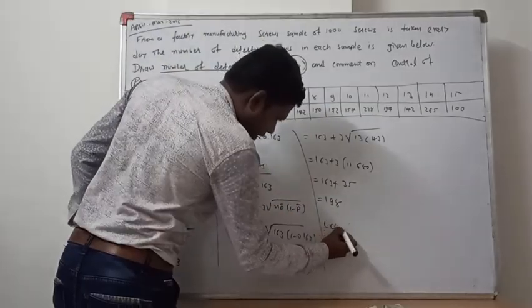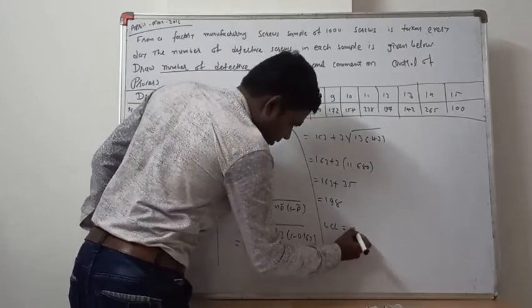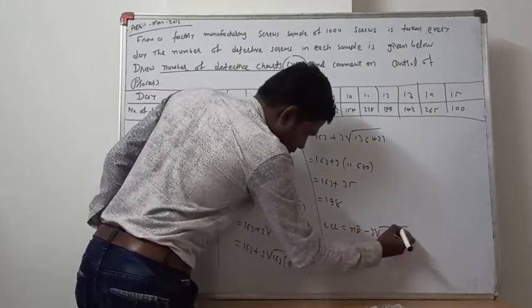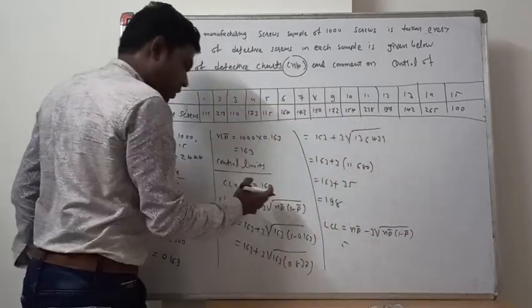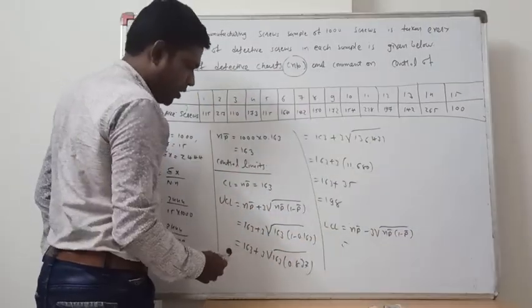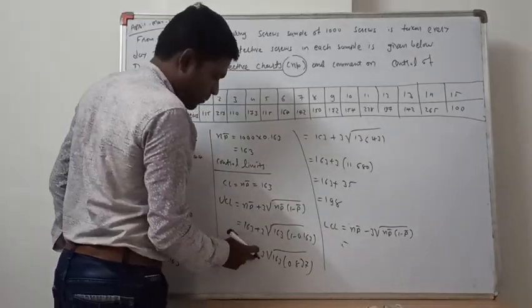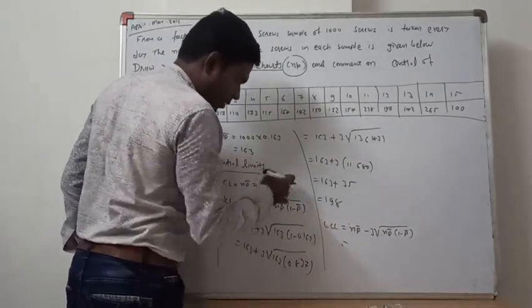Now we have to find the lower control limit. The formula is n into P bar minus 3 square root of n into P bar into 1 minus P bar. Similarly, the same steps we have to write over here. The change is that in place of plus we have to put minus. You have to write all this in this place.